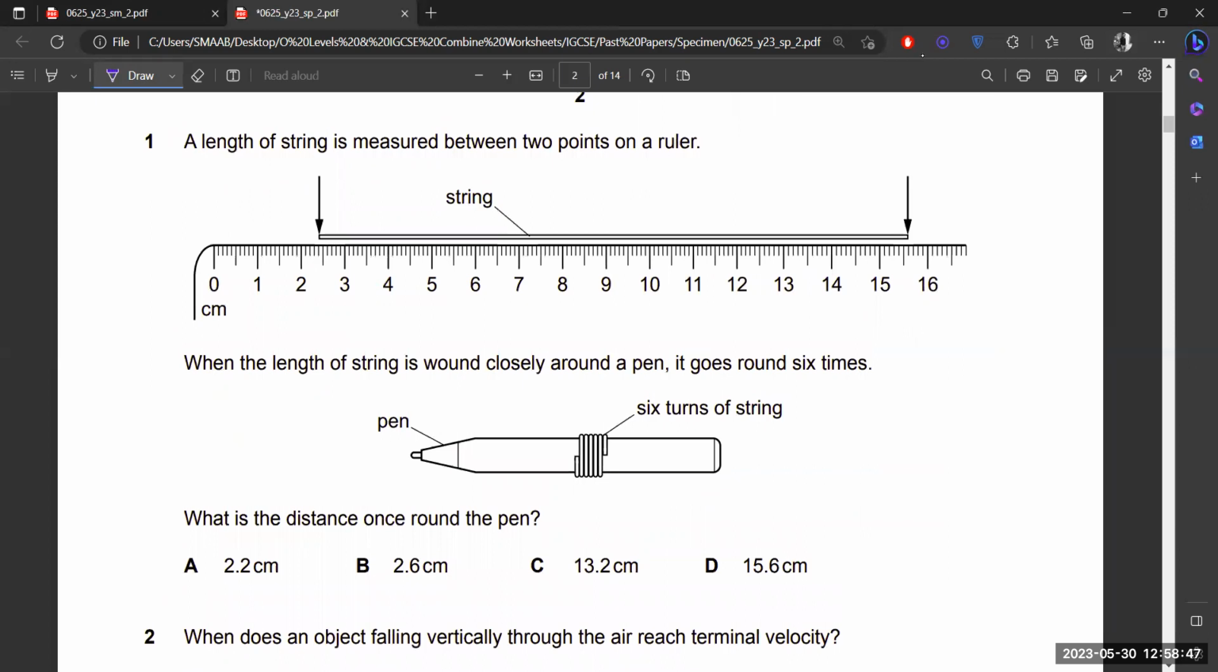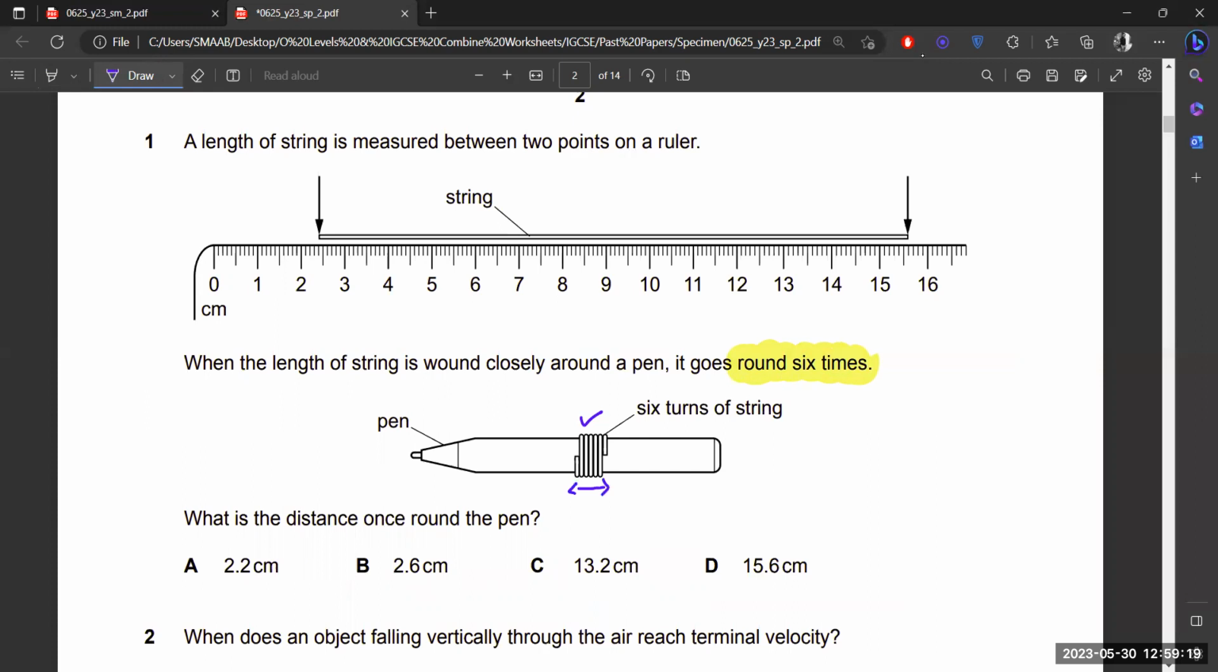First question is, the length of a string is measured between 2 points on a ruler. When the length of a string is wound closely around a pen, it goes round 6 times. So the important thing is that it goes round 6 times. It means if we take a wire and wind it over a pencil or a pen, it will take 6 rounds just like as shown in the figure. What is the distance once round the pen? So you need to calculate the distance when we are going to round this wire on the pen.